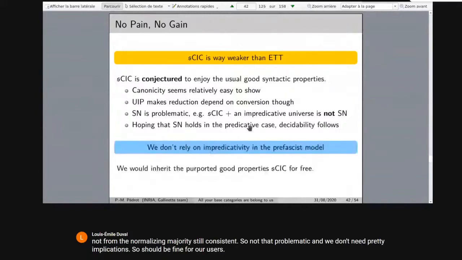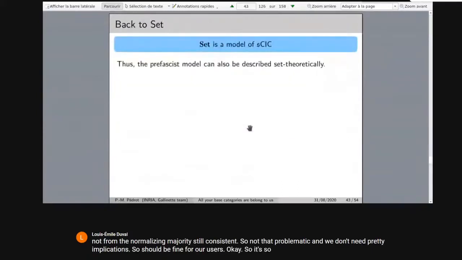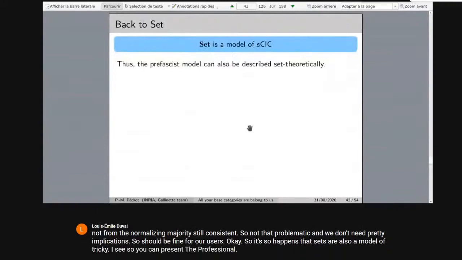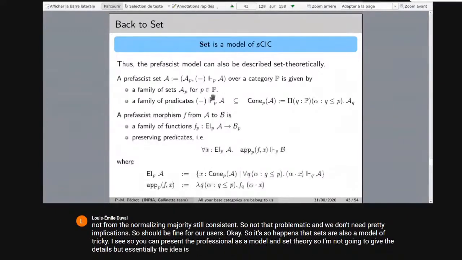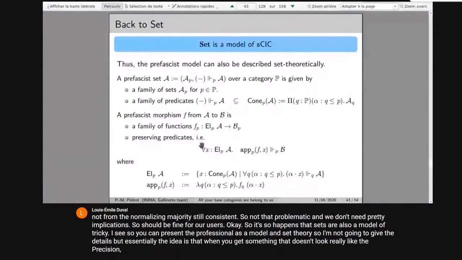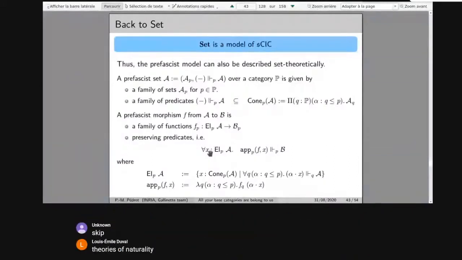Okay. So it so happens that sets are also a model of strict CIC, so you can present the prefascist model as a model in set theory. I'm not going to give the details, but essentially you get something that doesn't look really like the presheaf construction, but is much more realizability-like. It's not about equational theories of naturality and whatnot. It's really about preserving predicates.